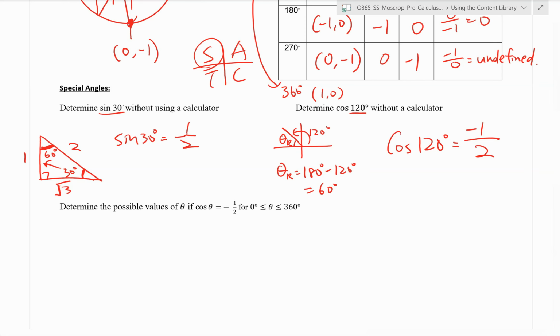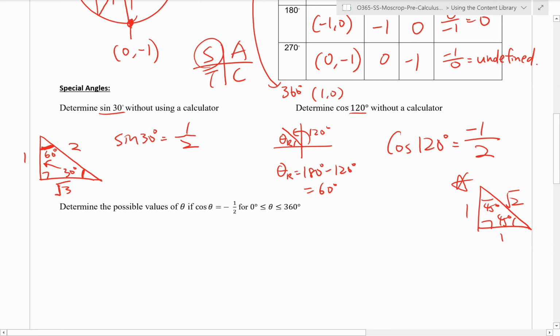There was another special triangle. We actually didn't need it here, but I'll draw it out anyways. It's a 45, 45, 90 degree triangle, and it has a ratio of 1, 1, root 2. Okay, so if you have a reference angle of 45 degrees, then this is the triangle that you will be using. If you have a reference angle of 30 or 60, then the other one would be the one that you need to use.